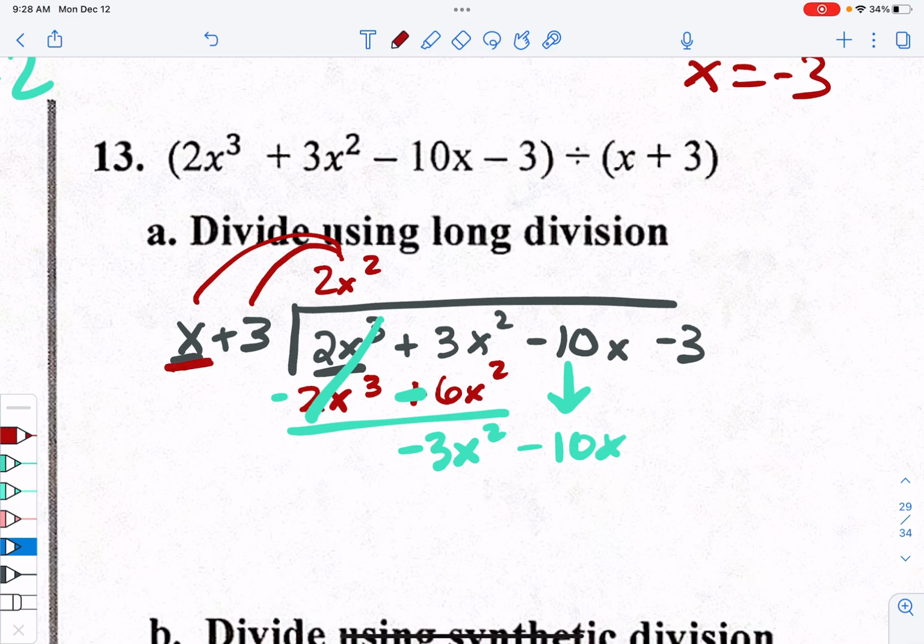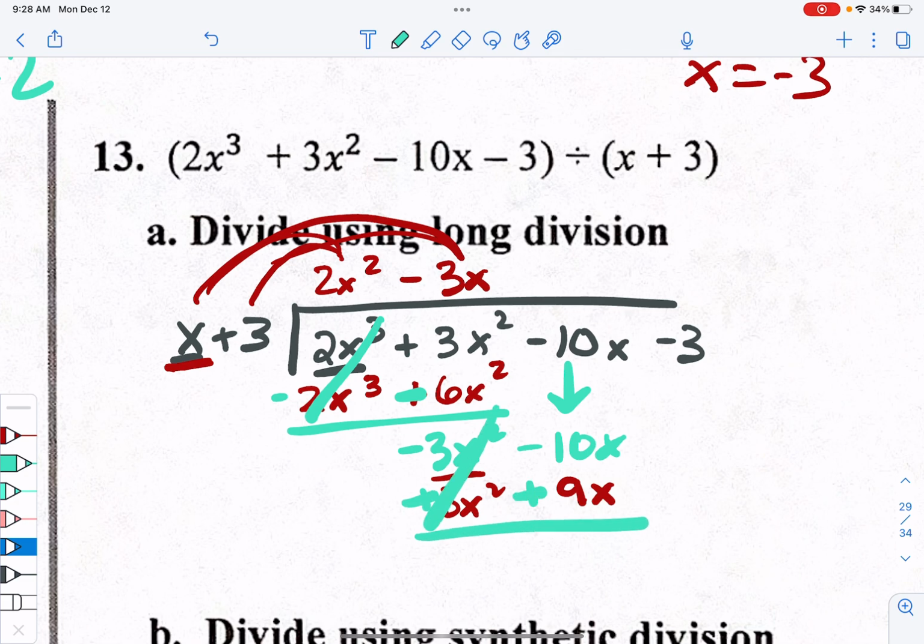All right, 3 minus 6 is negative 3x squared. Drop the 10 down. Okay, and then we start over. What do you take times x to get negative 3x squared? Negative 3x, multiply it through. Okay, negative 3x squared and then that should be negative 9x, but then we flip the sign. All right, and negative 10 and positive 9 is negative x minus 3, okay?